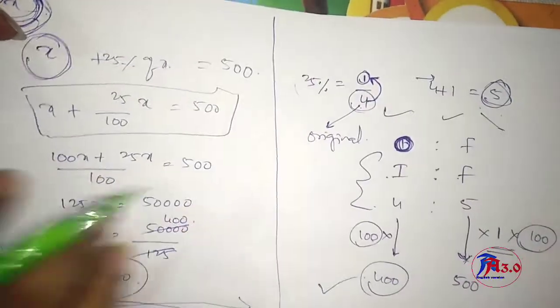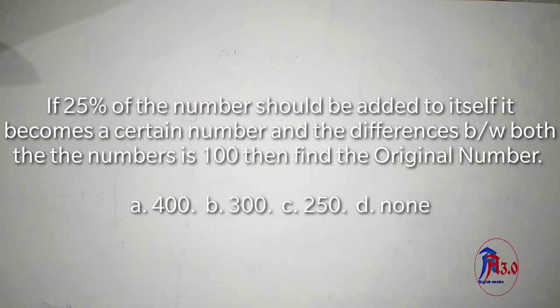So in the same way, after I complete this question, I prepared my own questions. So I am going to the second question now. See the second question. If 25 percentage of a number is added to itself, it becomes a certain number, but the difference of both the numbers is 100. Then find the original number. In the previous question, he gave the value of final number, but in this question he gave the value of difference between the original number and final number.